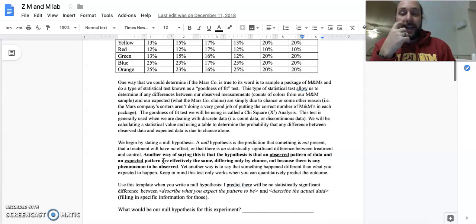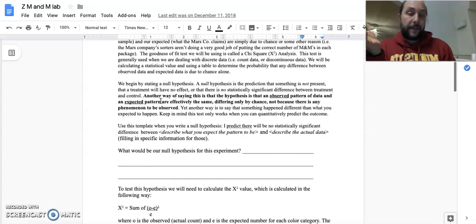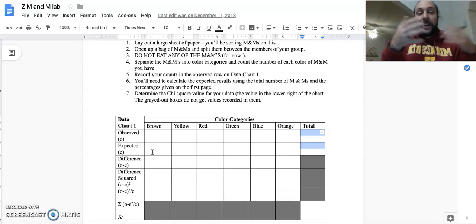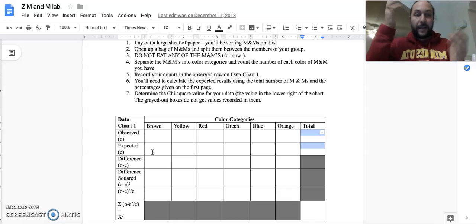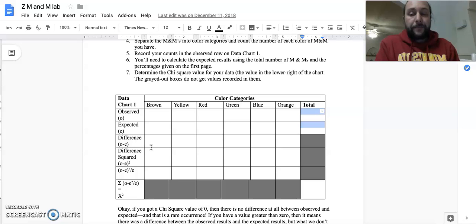The way you calculate your expected values is by looking back at what the Mars company said they expected you to find. So if they said they expected there to be 12% brown and you had 100 M&Ms, your expected number of brown M&Ms would have been 12, because it's 12% of 100. Now if you had 120 M&Ms, you're going to need to calculate how many of them should have been brown if 12%. That would be like 14.5 or something like that. So you're going to put your expected values down here. I'd like you to round your expected values to 1 decimal point. That will make a difference later on.